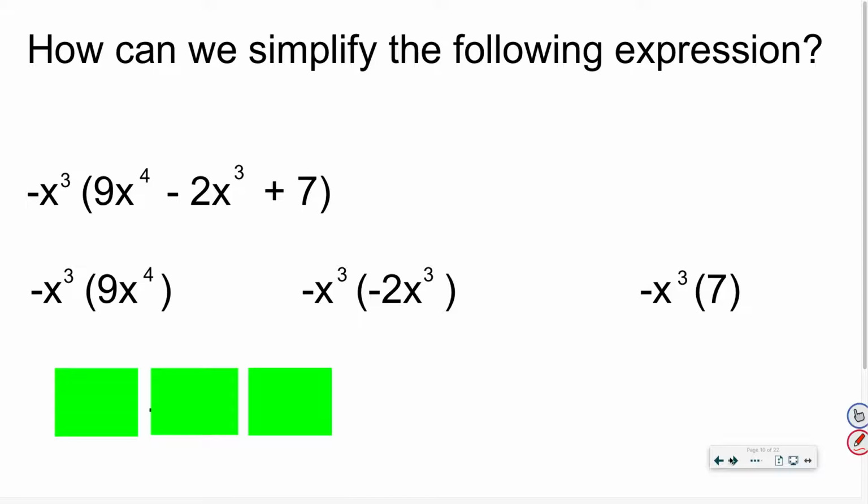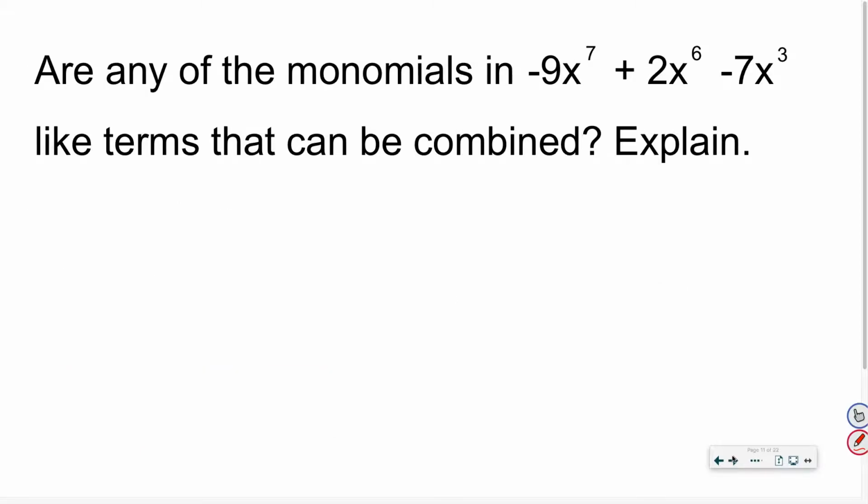Oh, right, I already broke it out, so I'm going to skip over. Are any of the monomials in this expression, are any of the terms like terms? No. Why not? Because they don't have the same exponent. They have the same variable, but they don't have the same exponent. I cannot add together x to the 7th with an x to the 6th with an x to the 3rd. That would stay. This is done. That's all I would do.